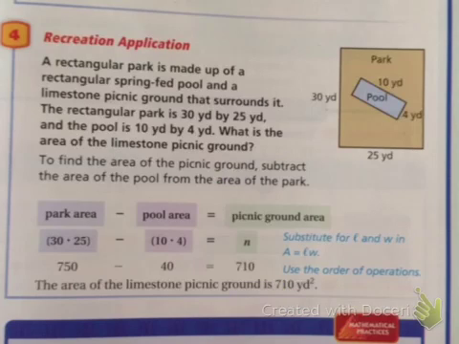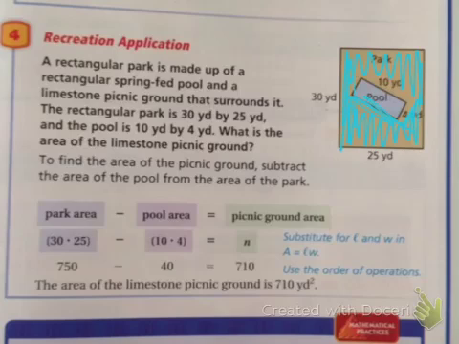You're going to have one type of problem like this example 4 for today and also for tomorrow. The word problem says a rectangular park is made up of a rectangular spring-fed pool and a limestone picnic ground that surrounds it. The rectangular park is 30 yards by 25 yards, and the pool is 10 yards by 4 yards. What is the area of the limestone picnic ground? So the area that we're looking for is everything in brown over here. I want to know what the area of that is.